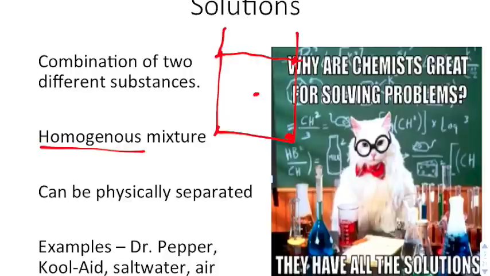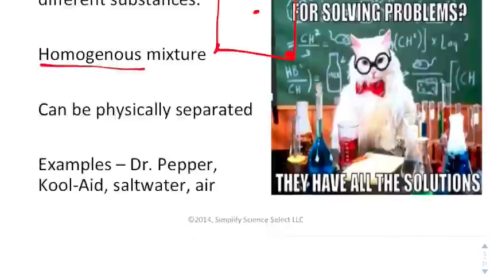Now, a homogeneous solution means that although the molecules are interacting with the solution, it can still be physically separated. A good example of that is salt dissolved in water. If you were to boil the water, all the salt would be left behind. Examples of this are Dr Pepper, Kool-Aid, salt water, and air.